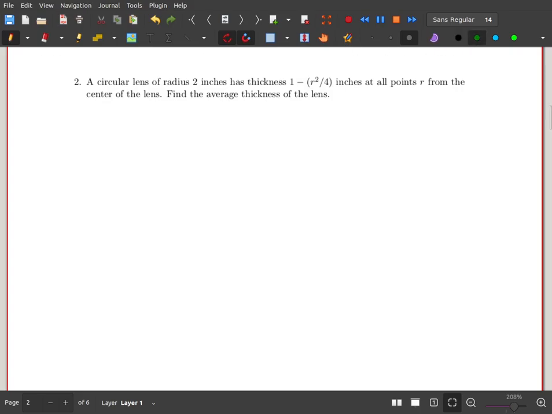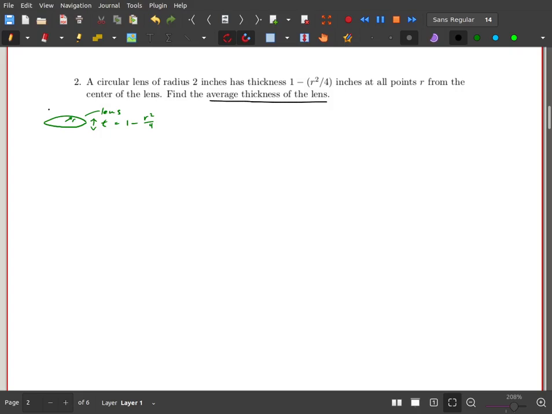So in this case, our lens will look kind of something like this. So that's our lens. That'll be our origin, and that'll be some radius r. And the thickness will vary. Thickness, I'll call thickness t, will be equal to 1 minus r squared over 4. So that will vary radially. And we want to find the average thickness of the lens.